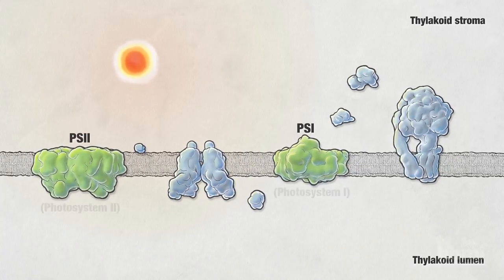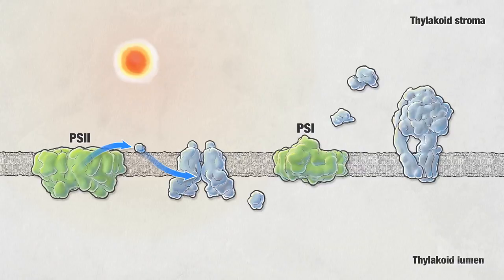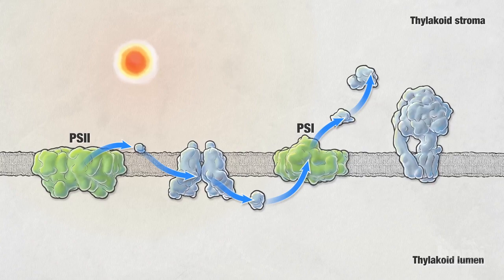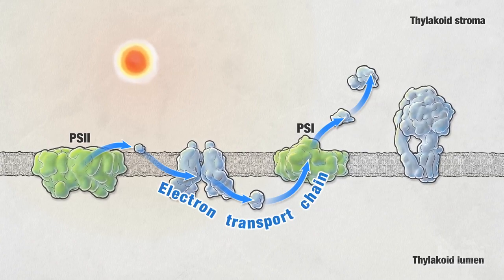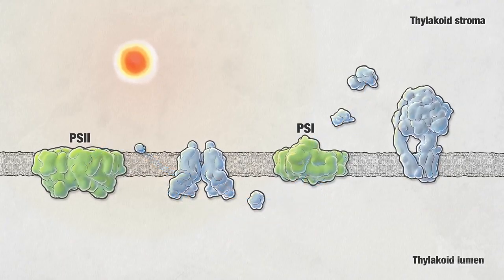The photosystems transform light energy to chemical energy by exciting and then shuttling electrons from molecule to molecule in a chain-like fashion on the thylakoid membrane. This process is called an electron transport chain. Let's take a closer look to see how this process works.